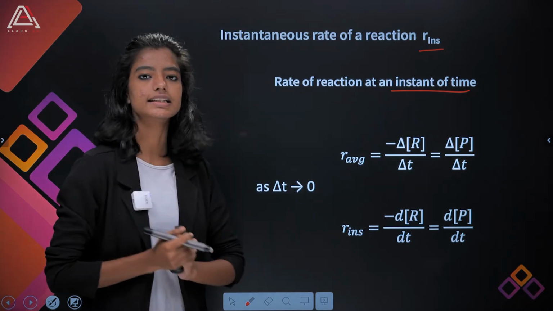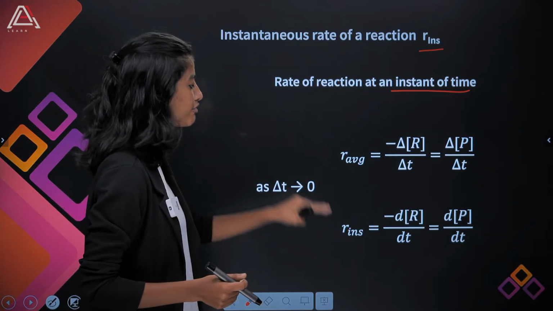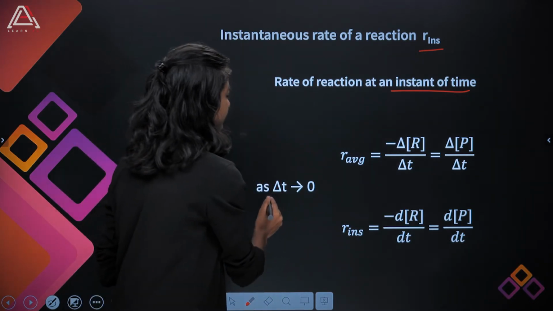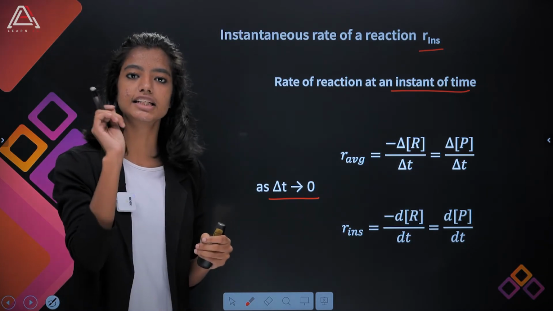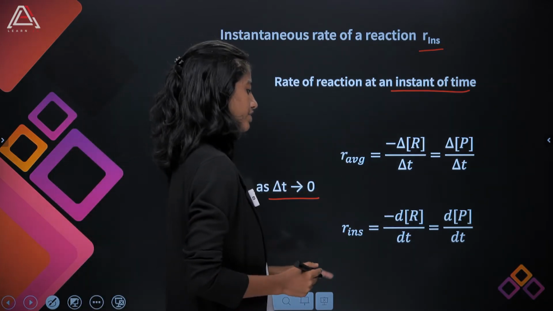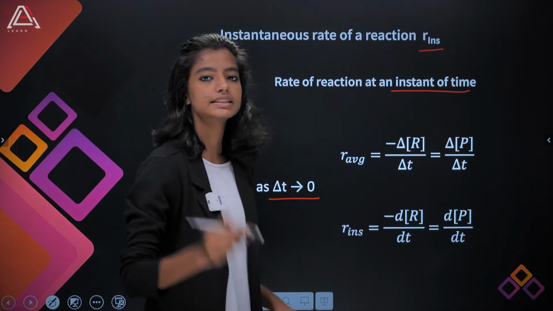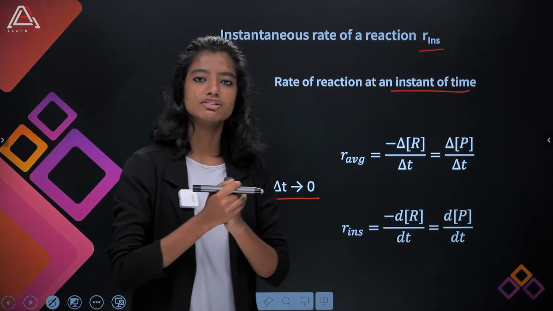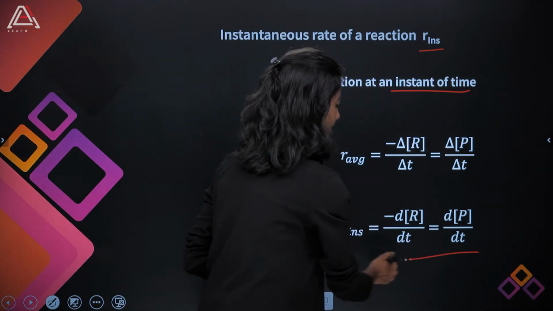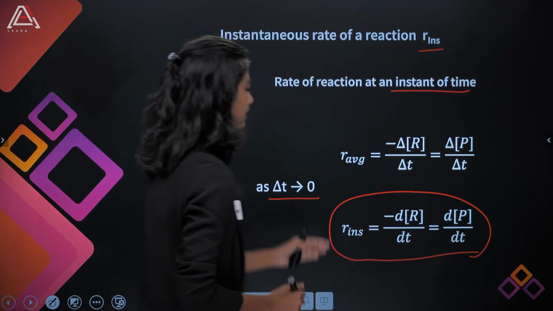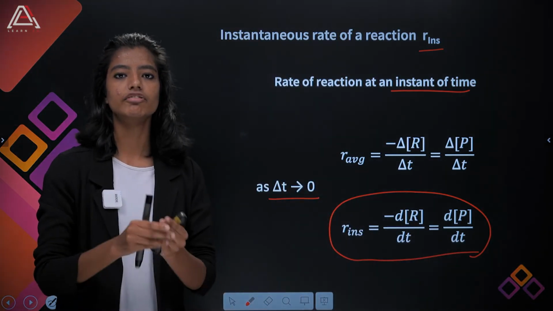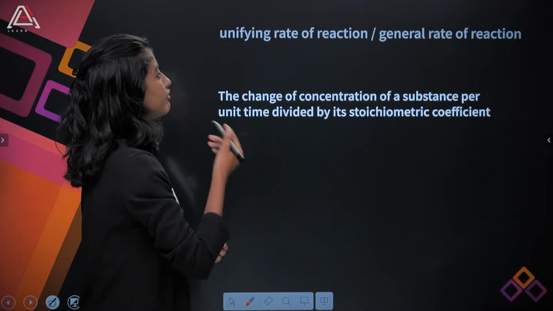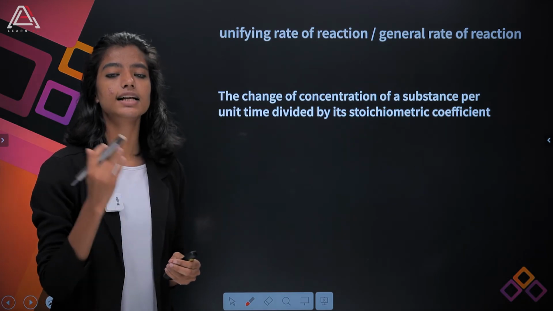Now, what is an instantaneous rate of a chemical reaction? It is the differential form of this average rate of a chemical reaction. At delta T tends to 0, at an instant of time, it is the same as average rate of reaction: minus d concentration of R divided by dt will be equal to d concentration of P divided by dt. It is the differential form and it is called the instantaneous rate of reaction. Clear?